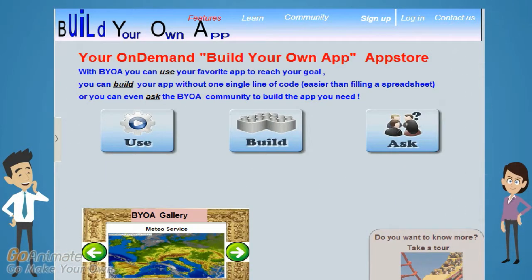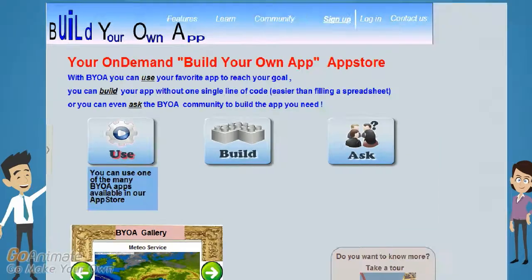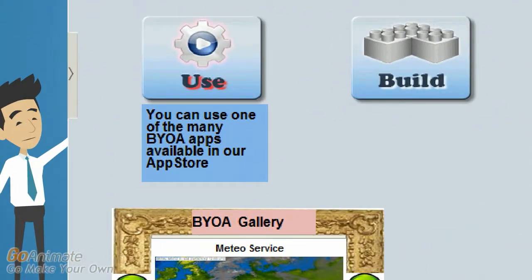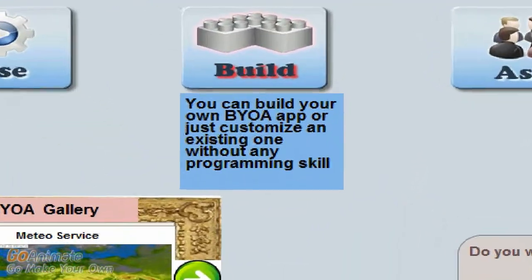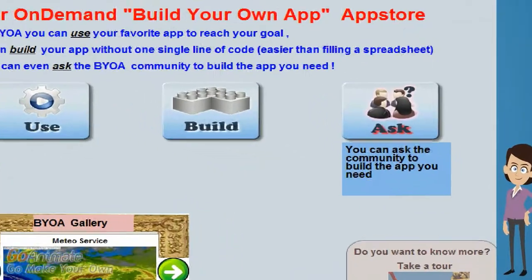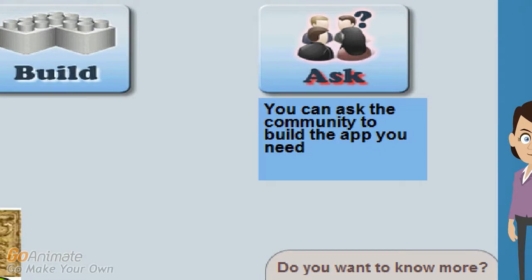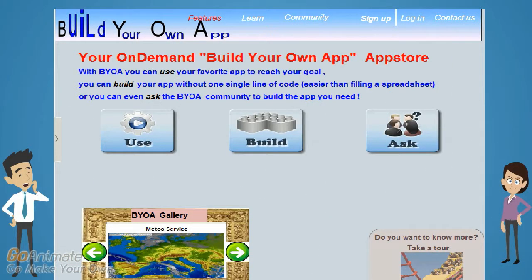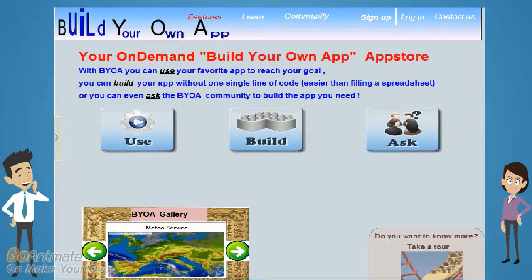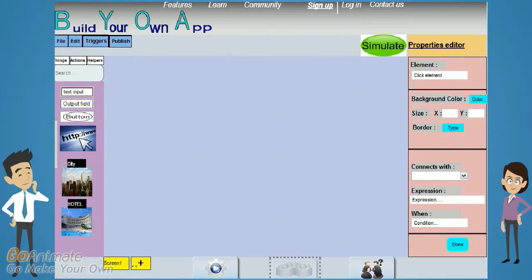Okay. Let's get into the BYOA site. From here you may easily use your app. Or you can build or customize your app. Or you may ask the BYOA community to build the app or part of your app for you. So in our case we want to build the app you want in a few minutes. So let's click build. Here we are in the build section.